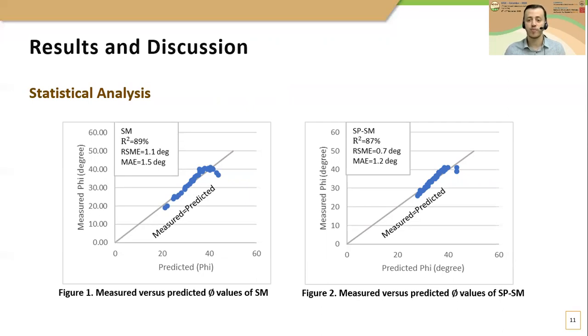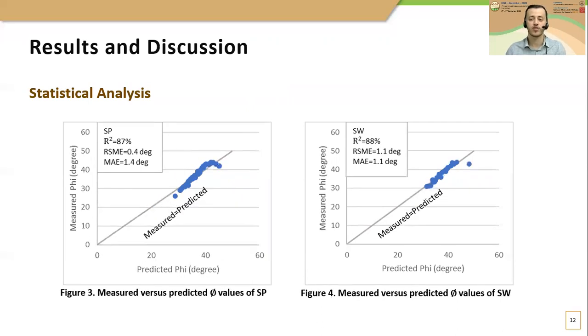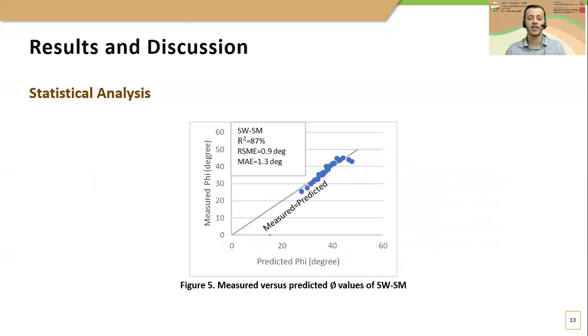The coefficient of determination of SPSM is 87%. Coefficient of determination of SP material is 87%. Coefficient of determination of SW material is 88%. And the coefficient of determination of SWSM is 87%. Based on these graphs, coefficient of determination, root mean square error, and the mean absolute error, it can be concluded that the models are accurate and they are solid.